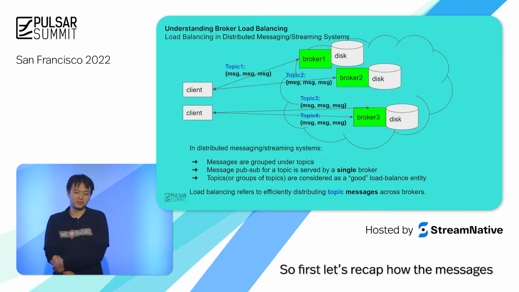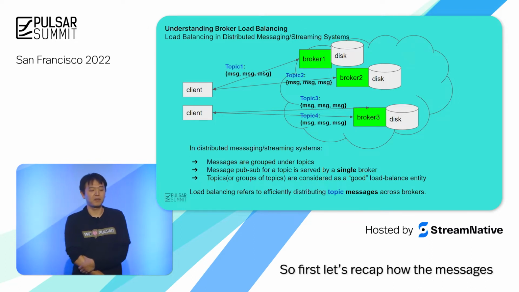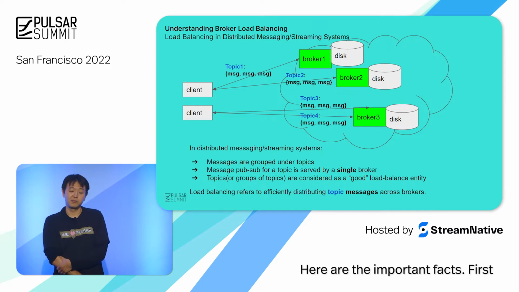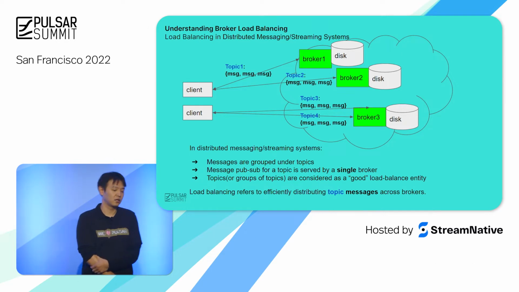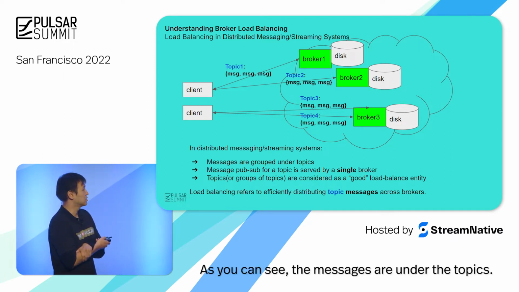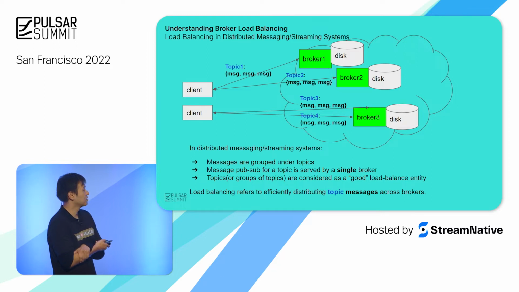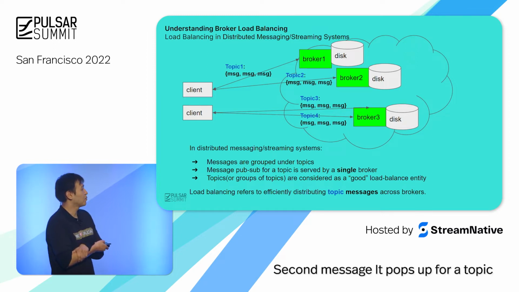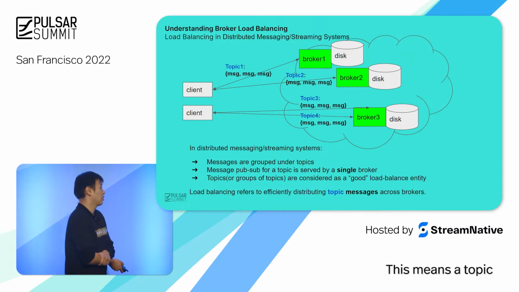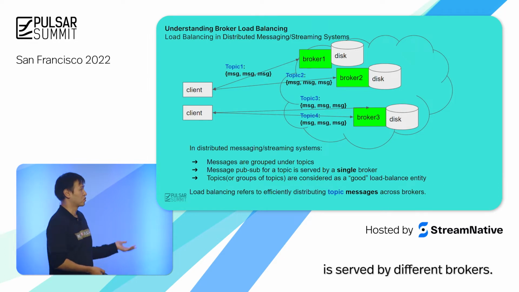So first, let's recap how the message load flows in distributed messaging and streaming systems. Here are the important facts. First, messages are grouped under topics. As you can see, the messages are under the topic. Second, message traffic for a topic is served by a single broker. This means a topic is not served by different brokers.